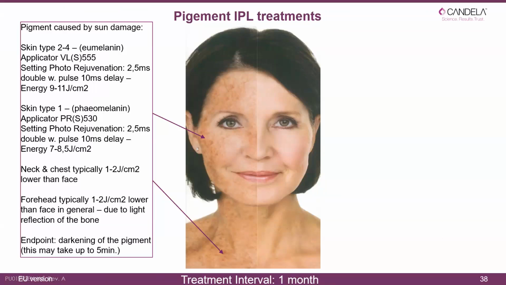Another consideration when you're doing the treatments: if you're treating the neck or the chest area, then we reduce the fluence by between 1 and 2 joules. Similarly, when we're treating the forehead, we tend to reduce the fluence by maybe 2 joules. The endpoint we're looking for is the same as when we're using our Alexandrite. So we're looking at darkening of that pigment. And if you remember, as I told you just now, it can in some cases take as much as 5 minutes before you see that darkening of the pigment. So you have to be a little bit patient when you're doing this treatment.